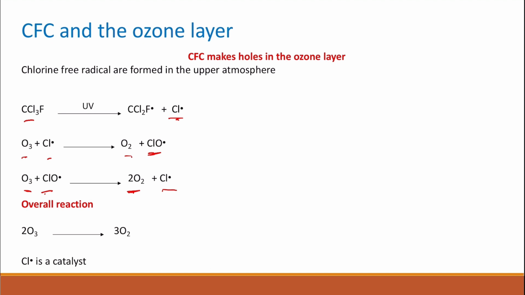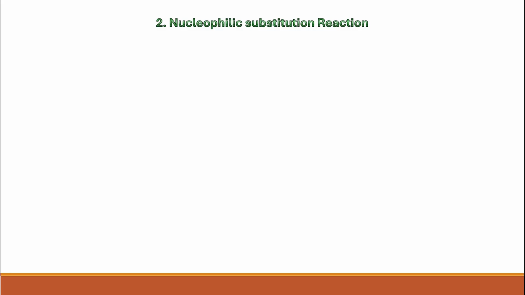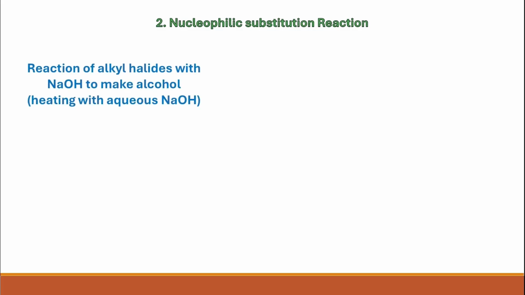Nucleophilic substitution reactions: we have three main nucleophilic substitution reactions. The first one is the reaction of alkyl halides with sodium hydroxide to make alcohols. Here, the condition is heating with aqueous sodium or potassium hydroxide. The reaction mechanism is typical. You have the hydroxide with the negative charge. Don't forget the lone pair of electrons on the oxygen. This is the nucleophile. It will attack the carbon here, which is the electrophile, and the bond between the carbon and chlorine will break. We substitute the chlorine with hydroxide to give the alcohol.